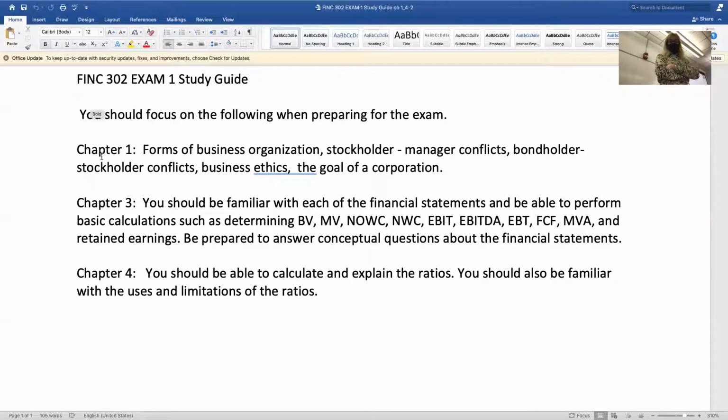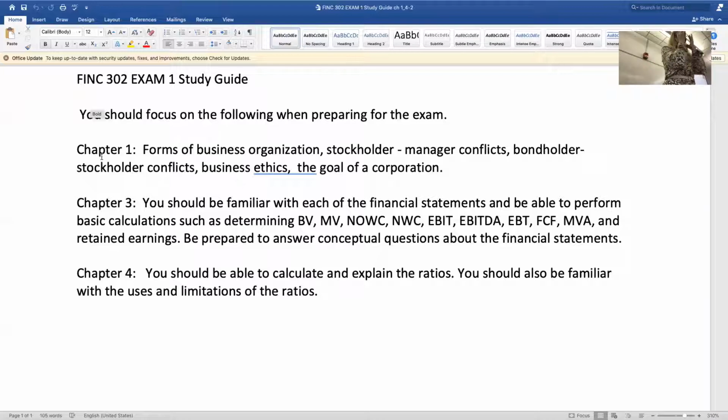Okay, and then for chapter 3, you should be familiar with the financial statements and able to perform basic calculations. So just go over these. Basically, the best way to study for this is to take a look at the balance sheet and the income statement, and just be familiar with those statements, and be able to answer basic questions.